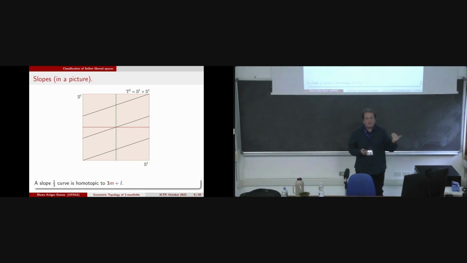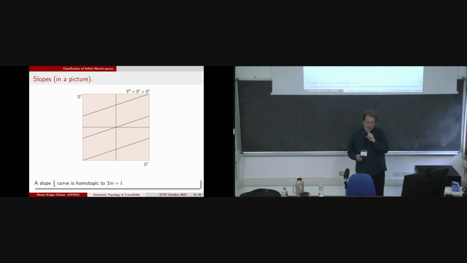You just count the intersections of this curve with the M and L curve. For instance, this curve here intersects the red curve, the M curve, just one time. So 1 is the coefficient of L, but it intersects the green curve 3 times, in 3 points. So 3 is the coefficient of M. So this is a slope 1/3 curve, and it is homotopic to 3M plus L.